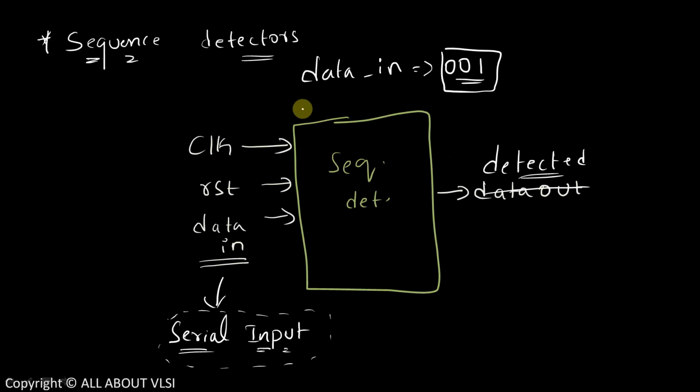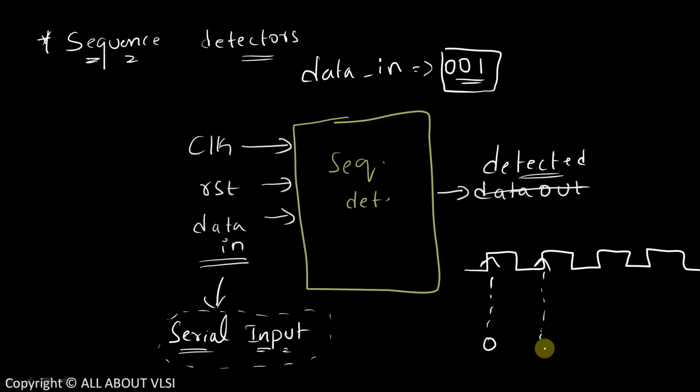So let us try to design your Mealy FSM for this particular sequence detector, which is going to detect the sequence 001. And please remember, for every clock edge we are going to get one signal. It is not a parallel input data. It is a serial data. For example, this is your clock edge, this is your clock pulse. So at the first clock edge, we will get the bit 0, and at the second clock edge we will get the input 0 followed by 1. So like this we will get our data.